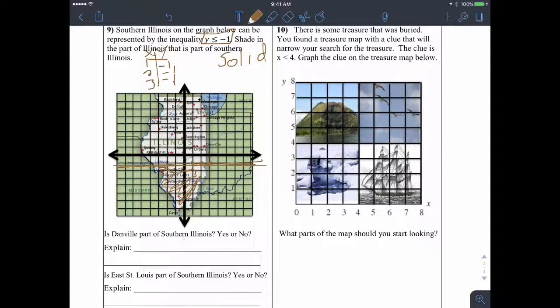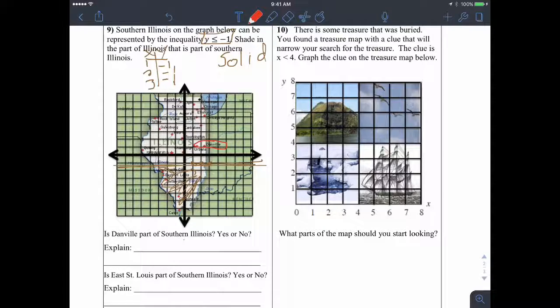Now let's go ahead and answer these two questions at the bottom. The first question asks, is Danville part of Southern Illinois? So you're going to write yes or no, and then you're going to tell me why. Now, if you don't see where Danville is, it's right over here. So you have to tell me, is that part of Southern Illinois? Why or why not? And explain.